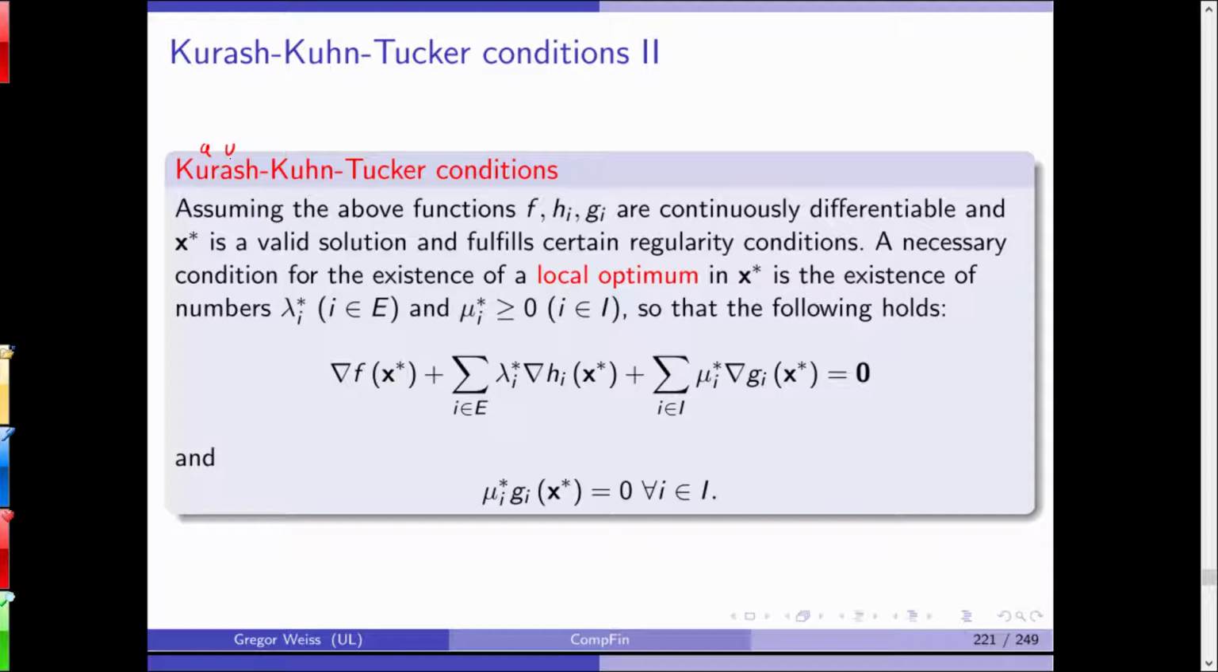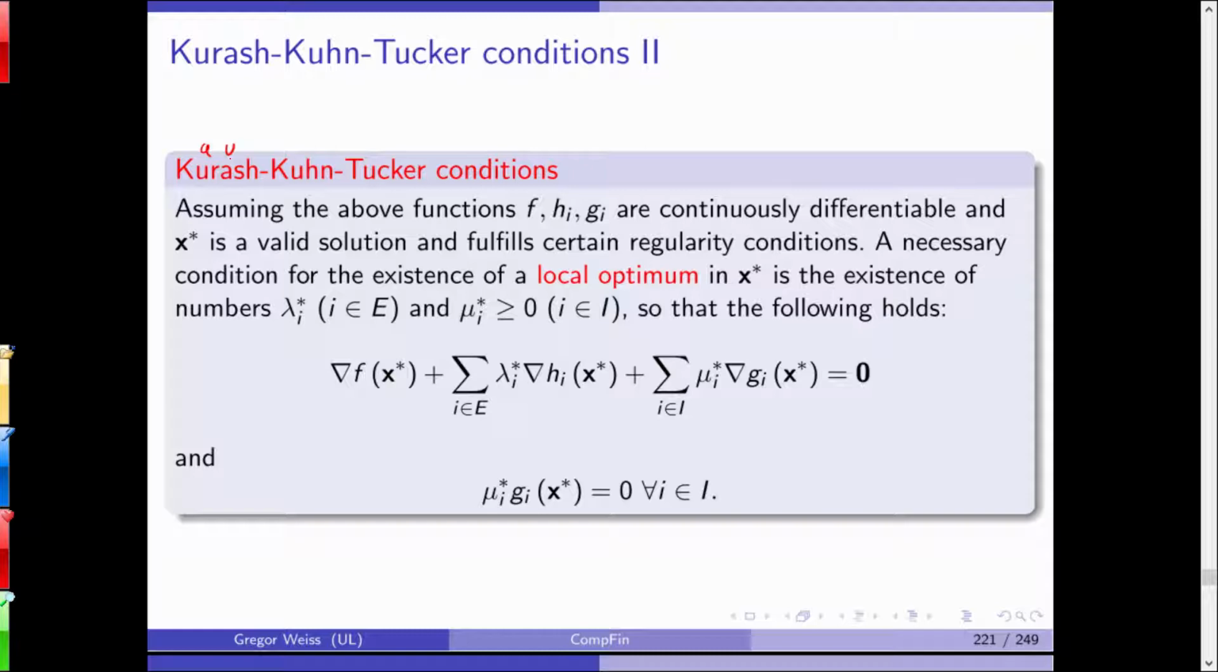Now assuming we're given functions f, h_i, g_i, and all are continuously differentiable and x star is a valid solution and fulfills certain regularity conditions. We'll talk about these regularity conditions later on, these additional conditions and requirements. Then a necessary condition for the existence of a local optimum in x star is the existence of numbers lambda i star and mu i star, so that the following holds. The gradient of f at x star plus the sum of the Lagrange multipliers times the gradient of the constraints in equation form plus the sum of the Lagrange multipliers times the gradient of the constraints in inequation form has to equal the 0 vector. And mu i star times g_i at x star has to be equal to 0.